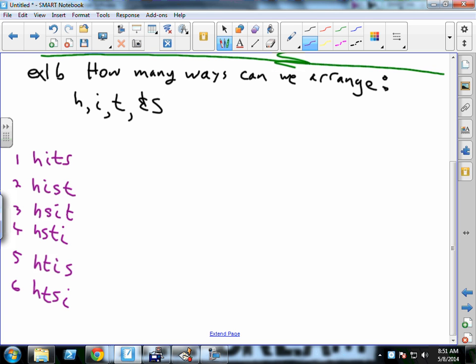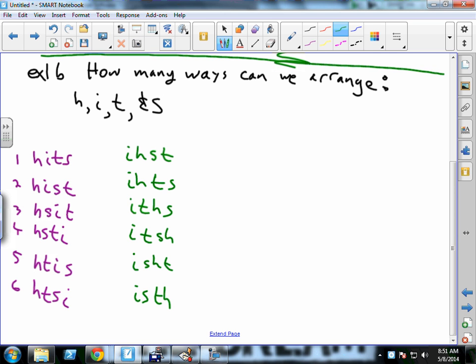Let's start with another letter this time. This time, let's start with the letter I. I, H, S, T. I, H, T, S. I, T, H, S. ITSH, I, S, H, T, and ISTH. So there's 7, 8, 9, 10, 11. So far we got 12. Now you might be able to guess how many based on that, but let's continue. So this time we'll start with the letter T.